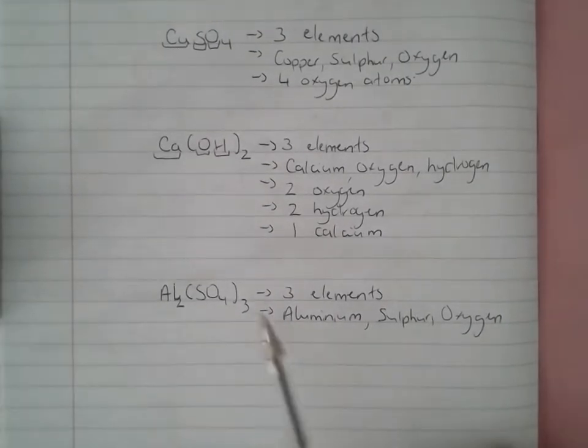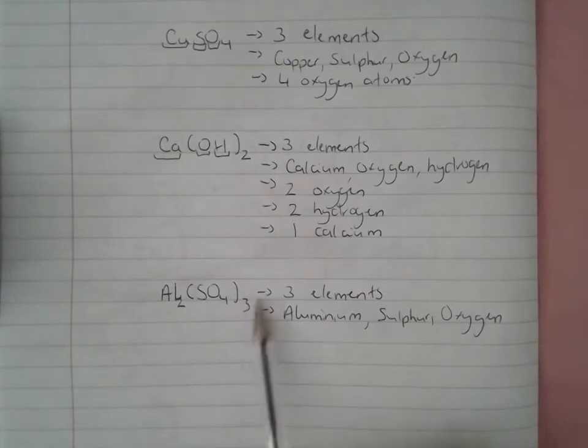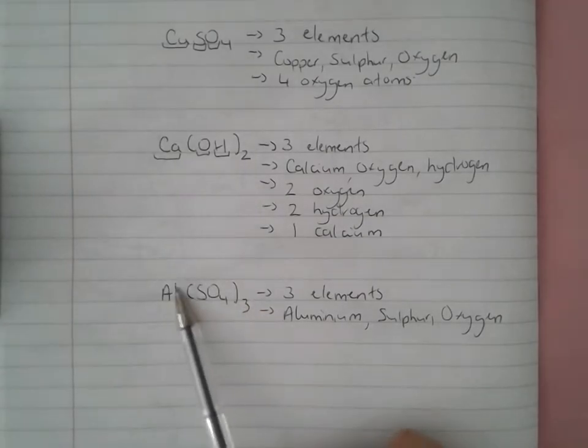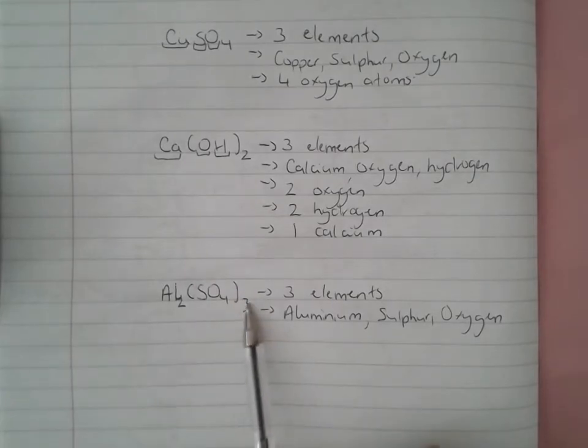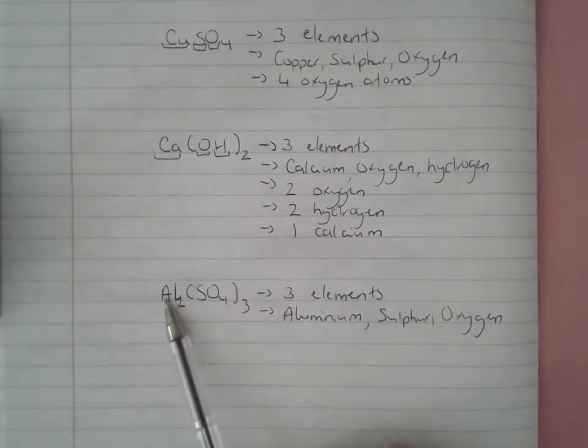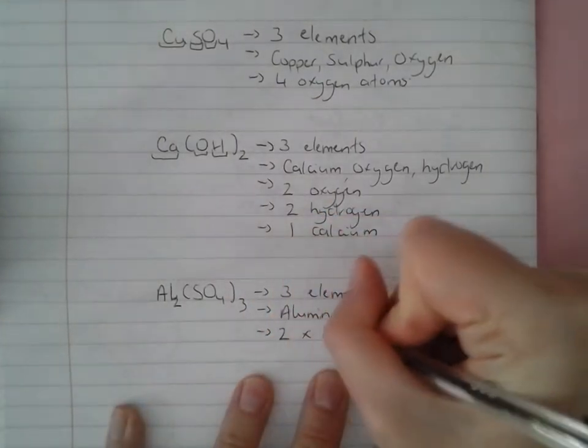So I said any element that is inside the bracket must be multiplied by the number outside the bracket. Aluminium is not inside the bracket, so I can completely ignore the number outside the bracket. However, aluminium is followed by the number 2, which means I have got 2 aluminium.